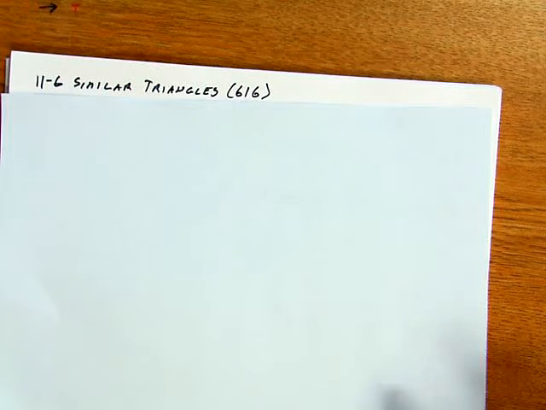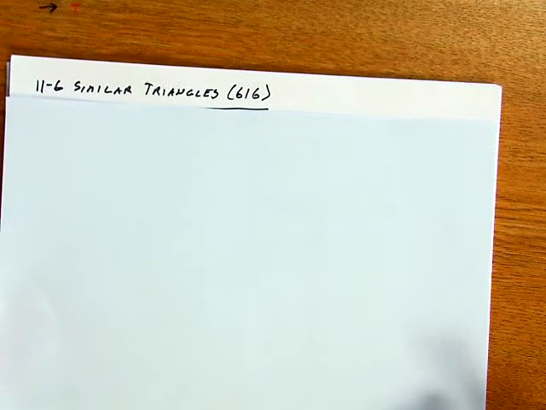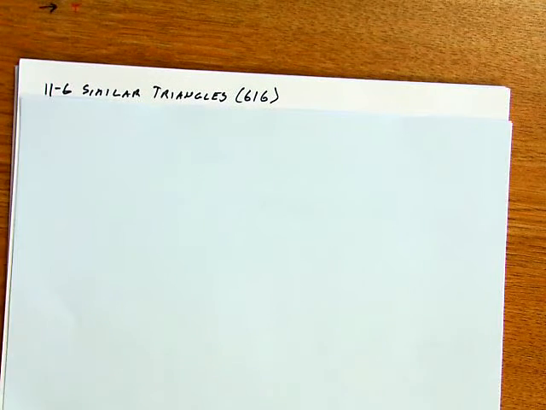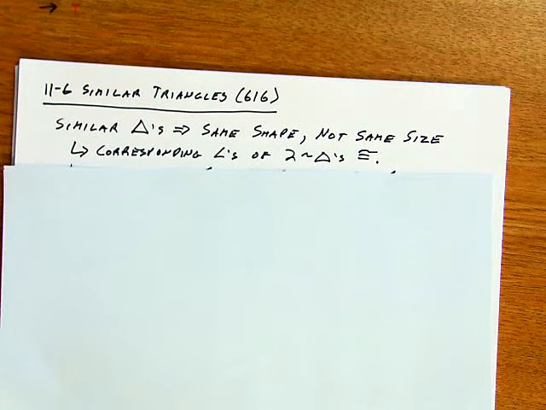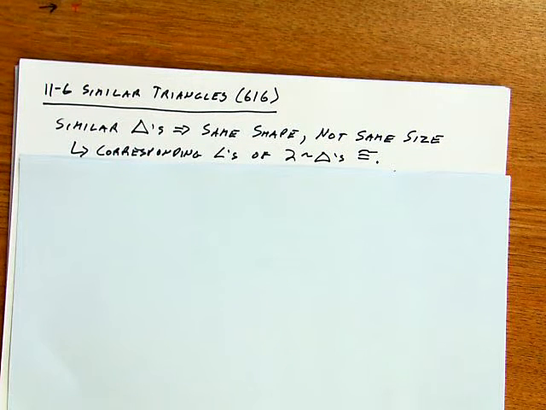Okay, let's start with 11.6, similar triangles, page 616 in your book. What is a similar triangle? It's two triangles that have the same shape, but not necessarily the same size. The corresponding angles of the two similar triangles are congruent.